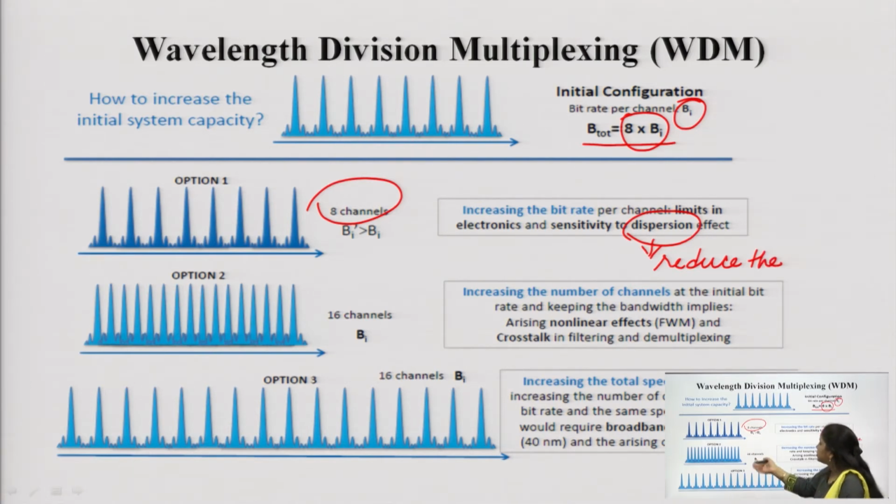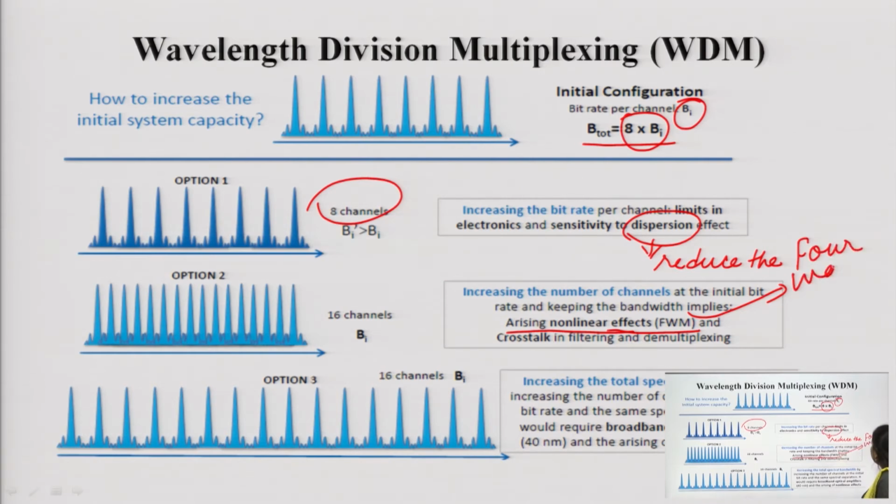The second option is, first with the 8 channel, we can also have it in the 16 channel or in the n number of channels. By increasing the number of channels at the initial bit rate, which will remain the same, and keeping the bandwidth implies arising non-linear effects. But in this case, when we are increasing the number of channels keeping the bit rate same, the non-linear effects, for example FWM, four-wave mixing, which is already discussed by you, and the crosstalk in filtering and demultiplexing.